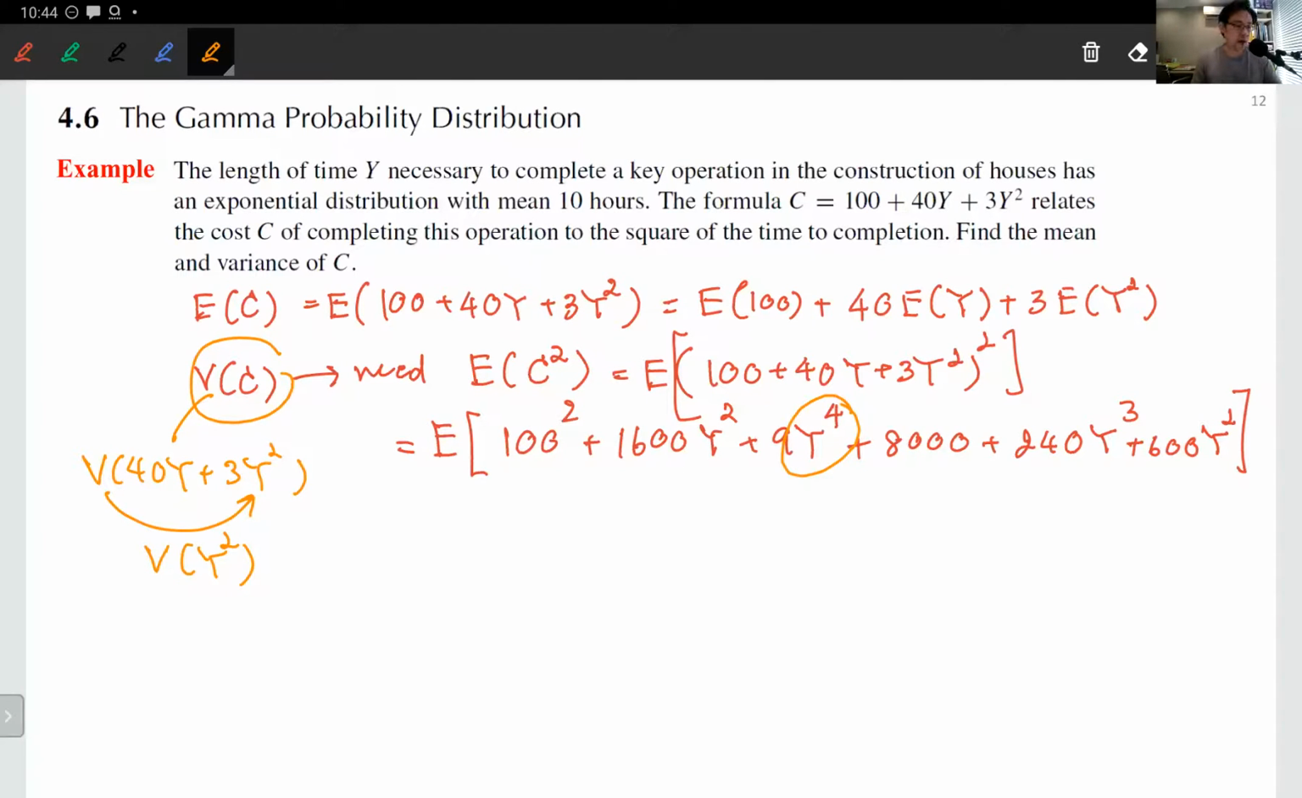Okay, wrong number. All right, so that means you still need to worry about the variance of y square, which means you're going to have to deal with the expected value of y to the fourth power anyway. So my point here is that you have to figure out the expected value of y square, of y cube, and y fourth. How can we do that?